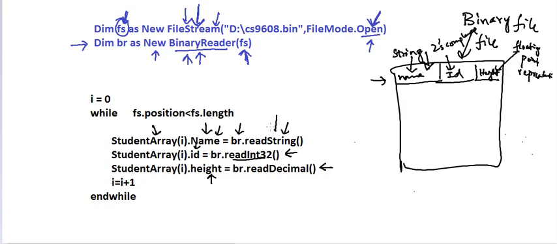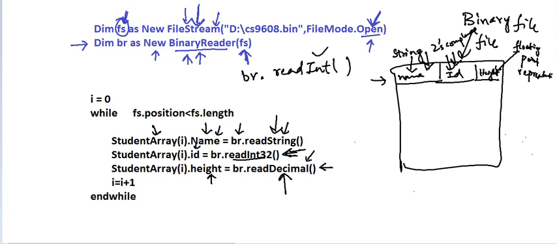That is why when we are reading the name from the file, we know that the name comes first, so we are reading a string value. After that, we know that the ID is stored, therefore we are trying to read br.readInt. The built-in function is readInt32, but I believe in the exam, if you only write br.readInt, this should be acceptable also. And finally, another built-in function, br.readDecimal, can be used to read decimal values from a binary file.